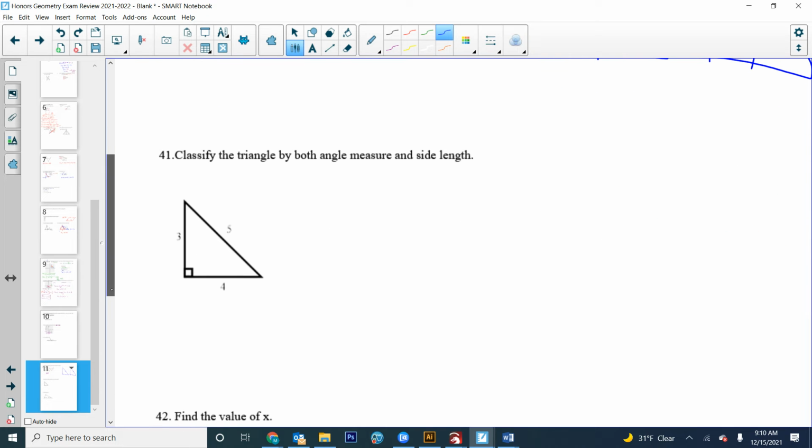Okay. SAS, AAS. All right, classify the triangle by both angle measure and side length. Ready? Angle measure. How about one? It is right. Hey guys, let's finish up. How about by side? How about by side?